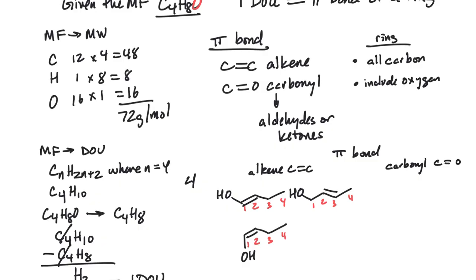Say now we wanted to move over to drawing structural isomers where the single degree of unsaturation is a pi bond, but that pi bond is a carbonyl. There's the 4 carbons. Let's number them. 1, 2, 3, 4. And now we want to draw a carbonyl group. So CO double bond. Let's start at position 1.